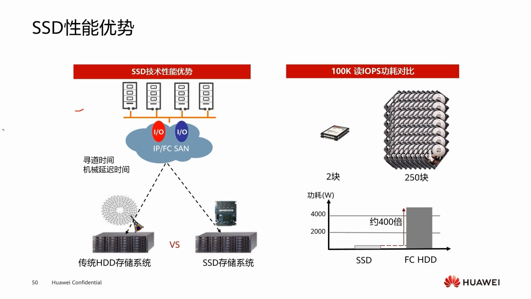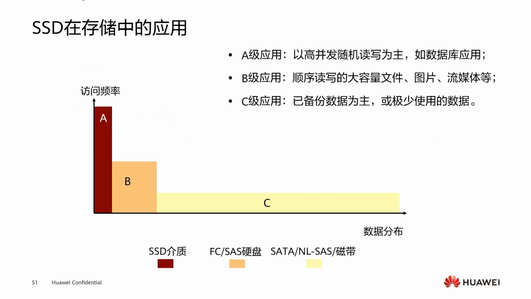The advantage of lower hard disk power consumption is not very obvious for a single disk. When there are a large number of hard disks, the cost difference caused by power consumption is relatively large. This has also become a factor considered by enterprises when choosing a solution. SSD storage applications can follow two principles. The first is the 2-8 principle.